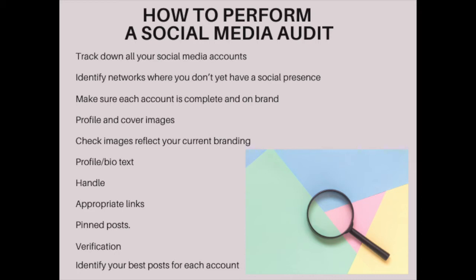Okay, now it's time to make sure that each account is complete and it's on brand. Once you've recorded all of your accounts, take the time to look at each one thoroughly and make sure it's consistent with your current brand image and standards. You'll need to look at each social account individually. Check each of the elements against your brand style guide if you have one, to ensure you're using up-to-date images, hashtags, keywords, and your brand voice. Here are the components to check for each social account.